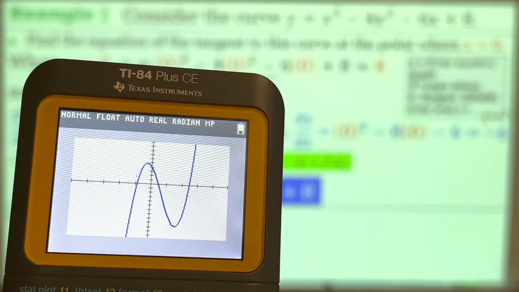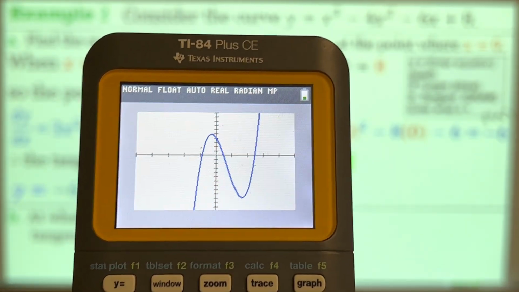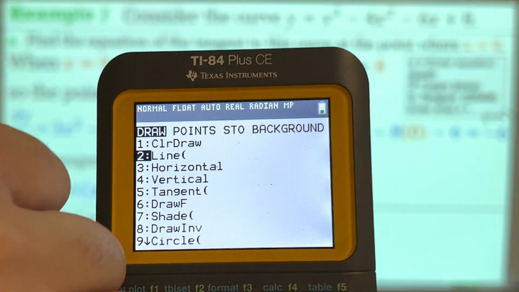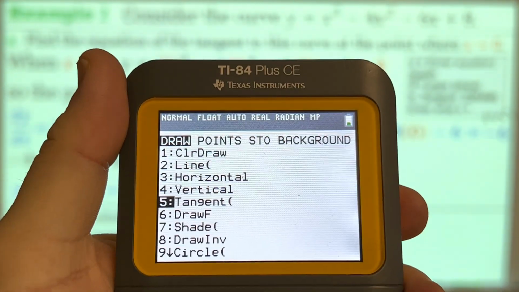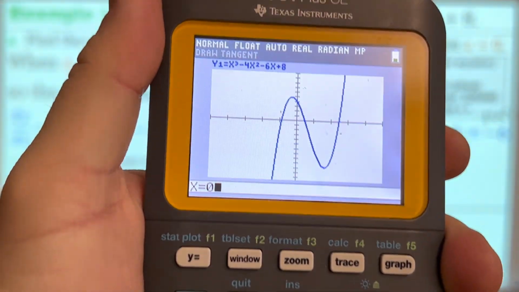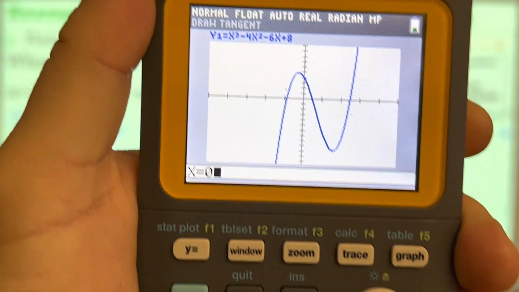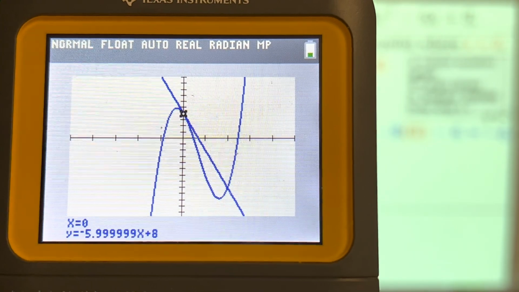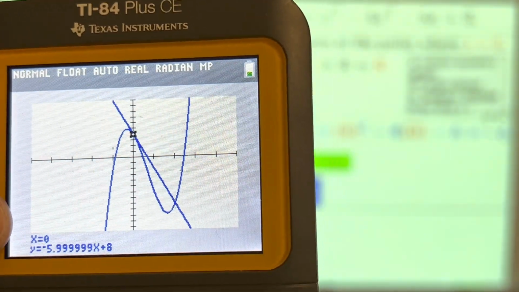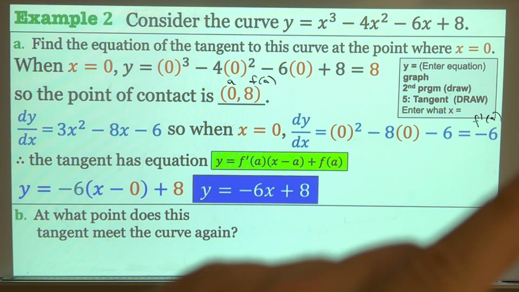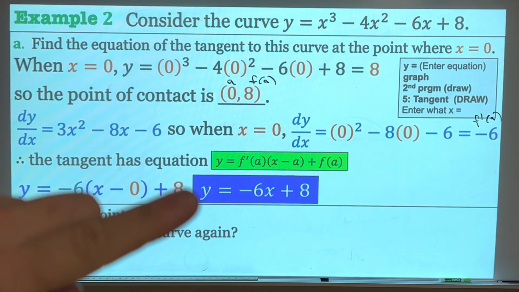Now I want to draw a tangent when x equals 0. So now I hit second, I hit program. Right here, I go down to tangent, which is 5. I hit enter. Now I want it when x equals 0, so I type in the number 0. Notice it says x equals 0 here. Enter, and watch what this does. Boom, it just drew my tangent line. It says my tangent line is y equals pretty much negative 6x plus 8. Guess what? Negative 6x plus 8. That's my answer right there.